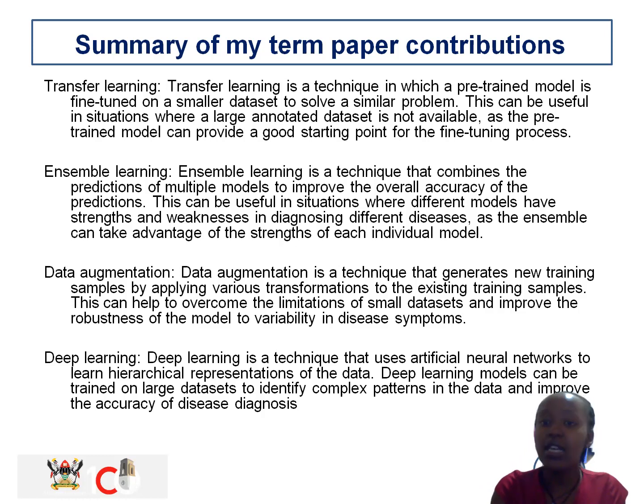Ensemble learning is a technique that combines the predictions of multiple models to produce an overall accuracy. You remember in software engineering, we work as teams, so you can compare what has been produced by the different models and produce accurate results.